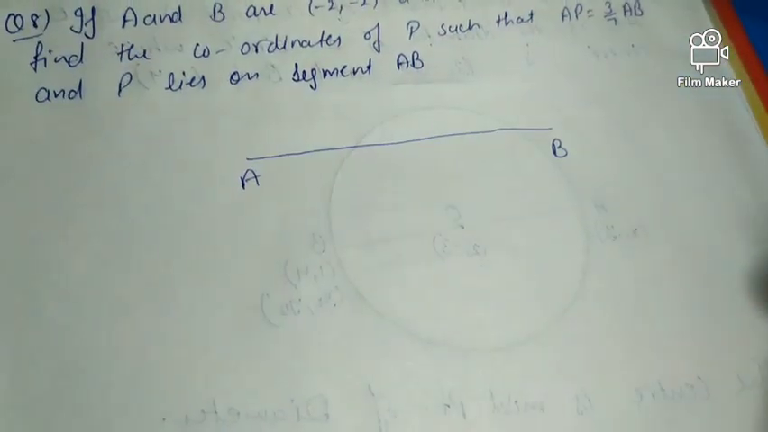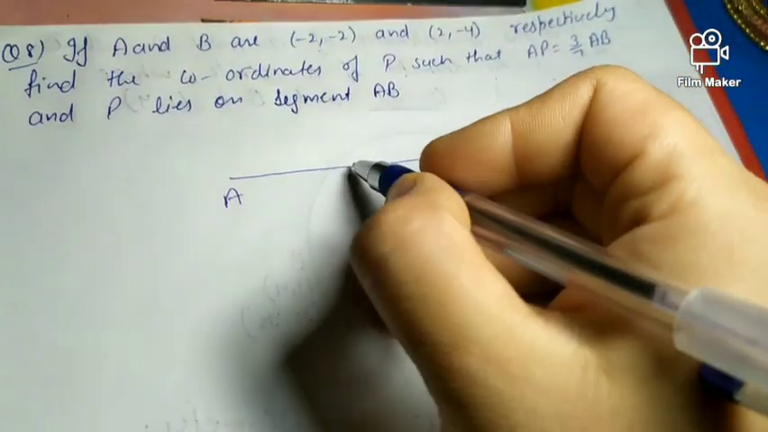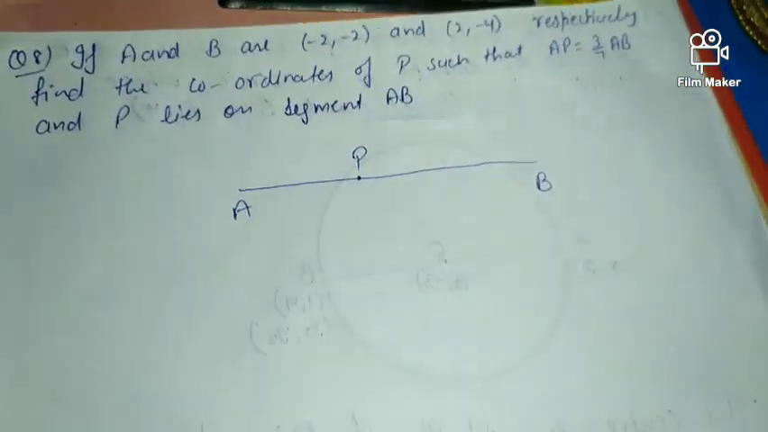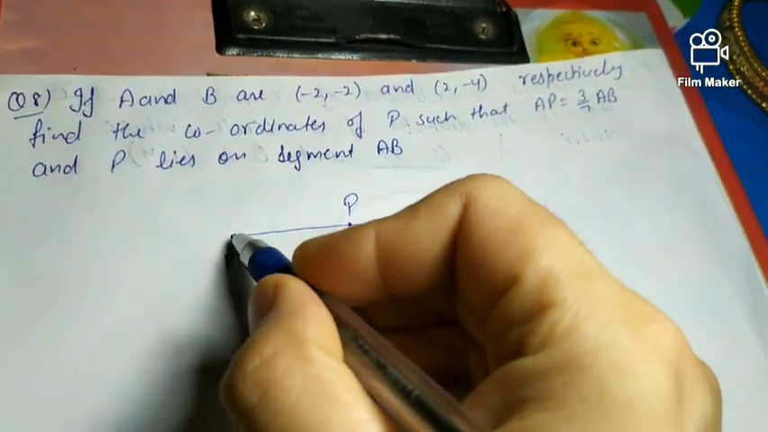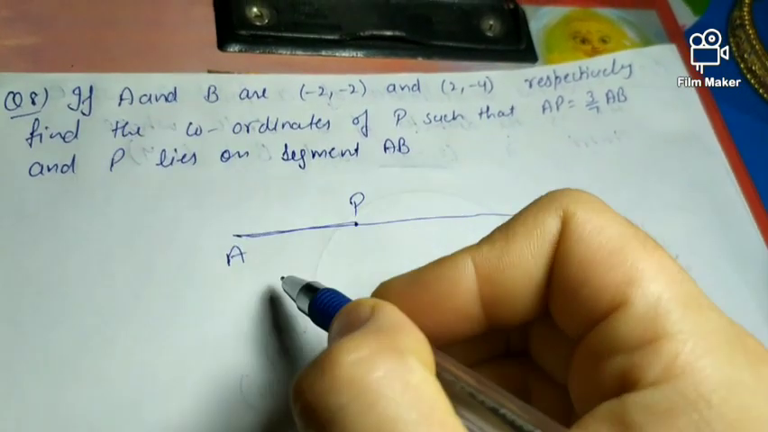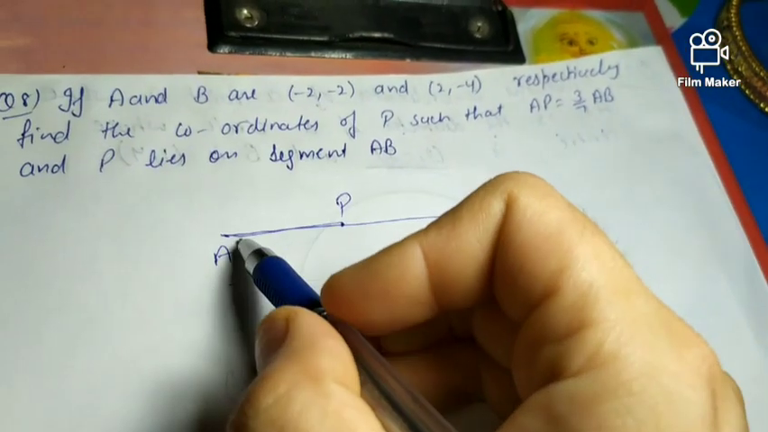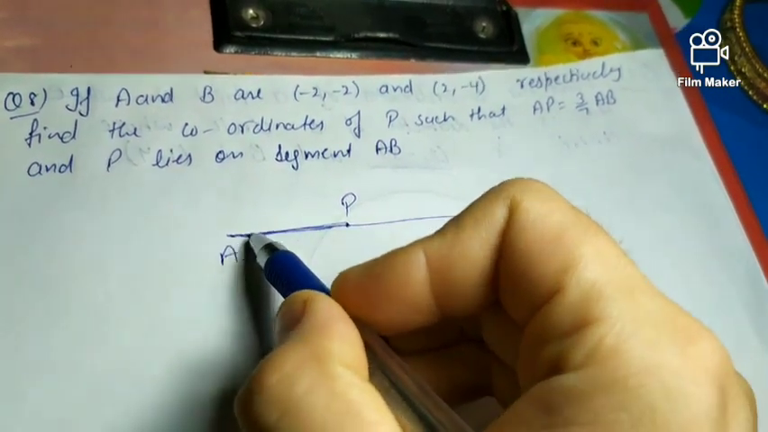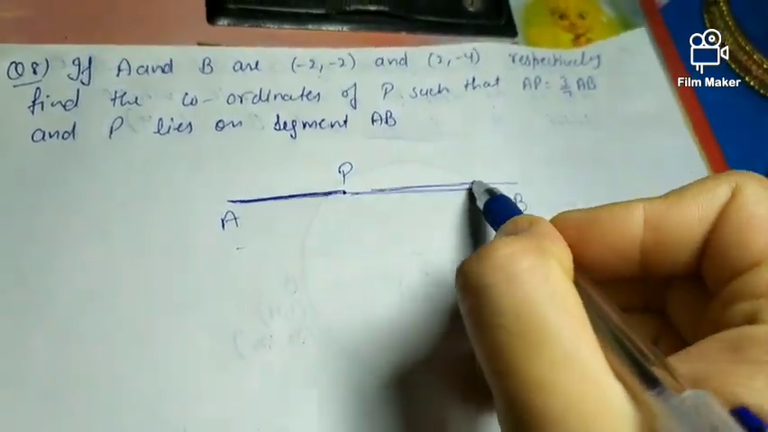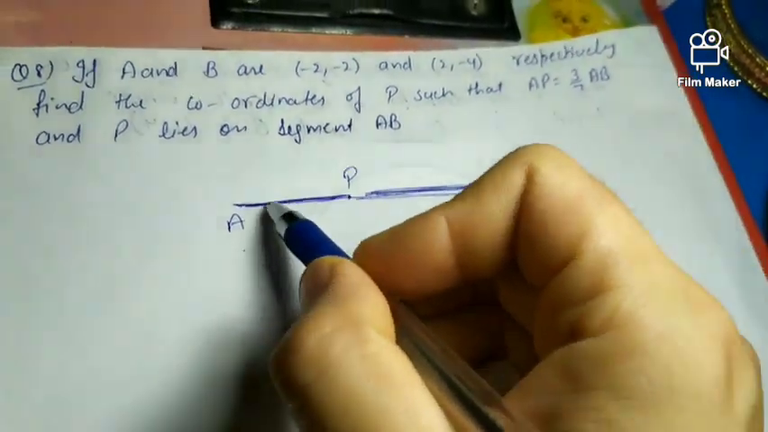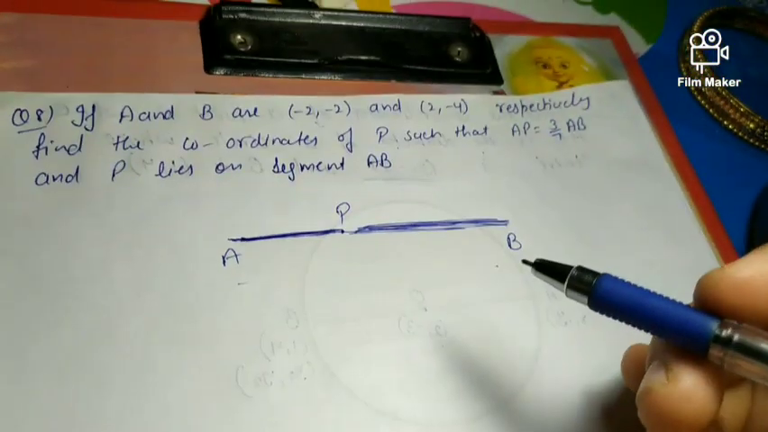P is a point on this line. We don't know where it is, so we will mark it anywhere. Suppose I have written here P. Clear to all? Now they said the ratio of AP and the complete AB is 3 by 7. But for section formula we need the ratio of AP and PB. No problem, we can find.